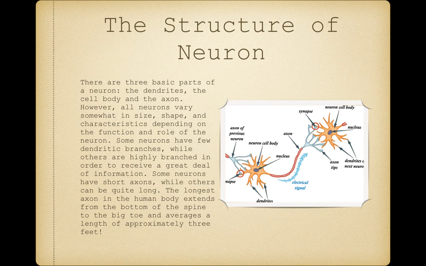There are three basic parts of a neuron: the dendrites, the cell body, and the axon. However, all neurons vary somewhat in size, shape, and characteristics depending on the function and role of the neuron. Some neurons have few dendritic branches, while others are highly branched in order to receive a great deal of information. Some neurons have short axons, while others can be quite long. The longest axon in the human body extends from the bottom of the spine to the big toe and averages a length of approximately 3 feet.